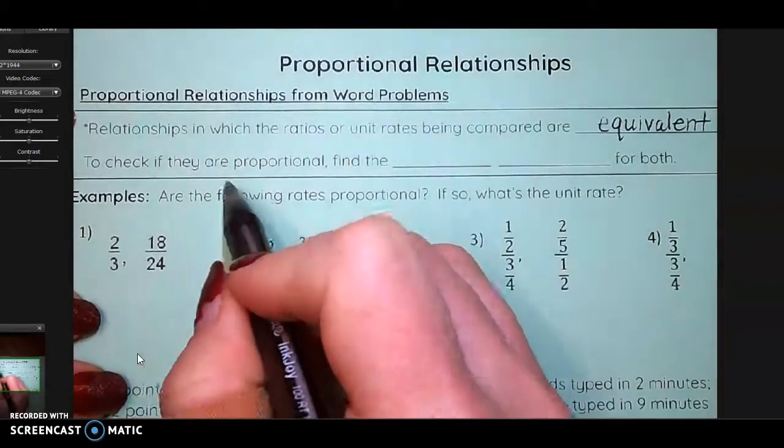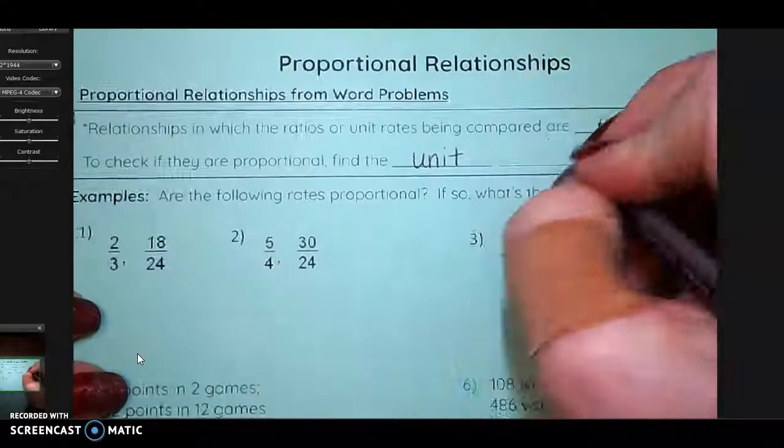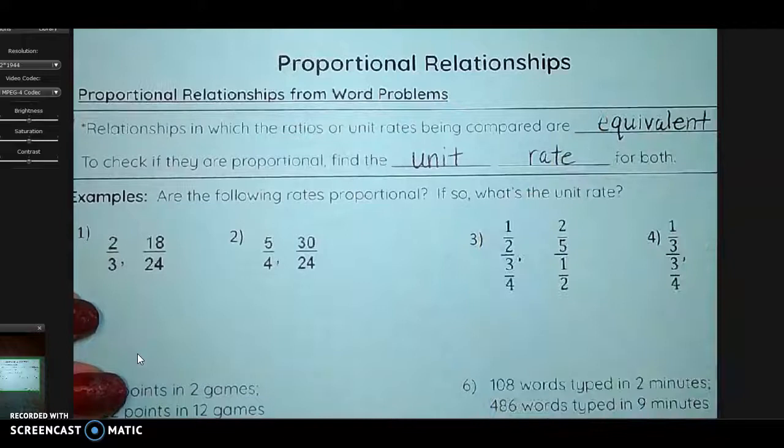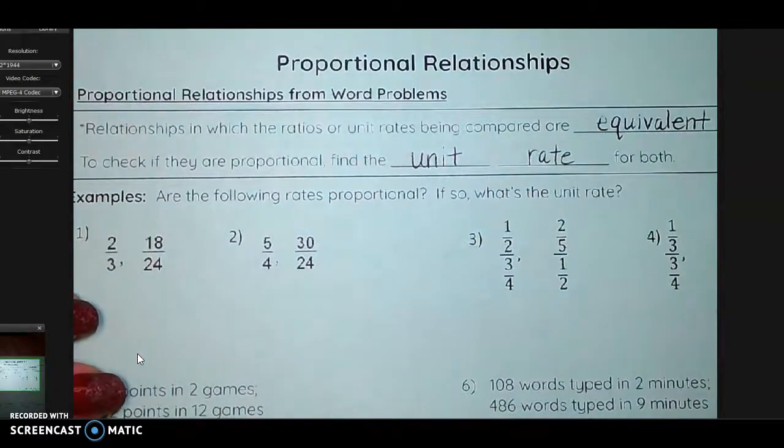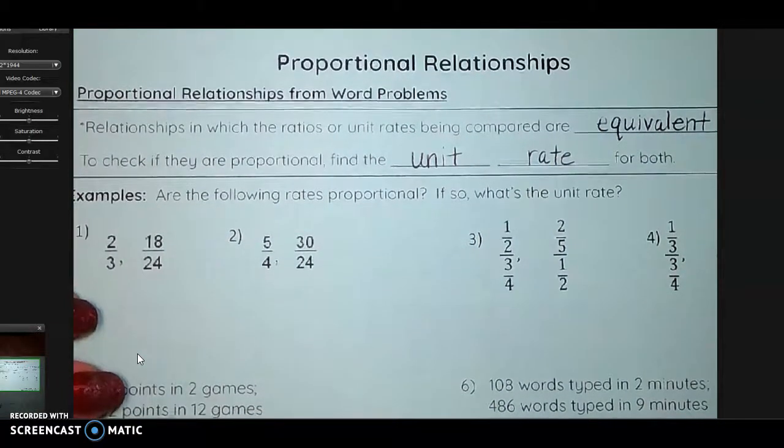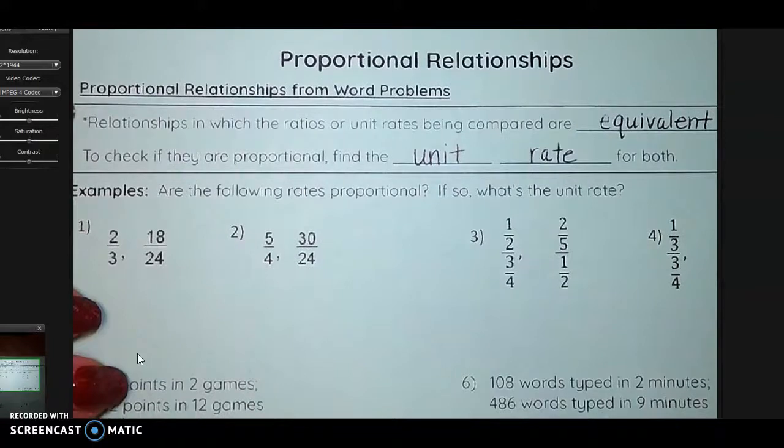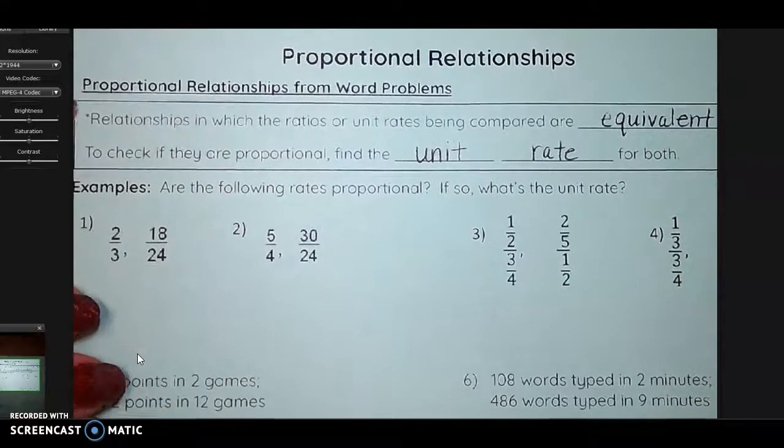To check to see if they are proportional, we are going to find the unit rate. We have done this before, and then we've used that unit rate in the highway robbery activity. We used the unit rate to then find what we were looking for, the missing or the unknown. And so we're going to find the unit rate, but I'm also going to show you a way to skip finding the unit rate to see if they are proportional.